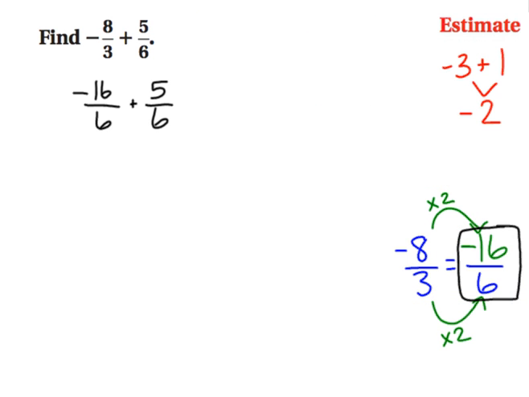Now I can go ahead and add those together. When I do that, my denominator will stay the same. So I had 6/6. The new denominator will also be 6. And in the numerator, I just need to add -16 plus 5. Those two have different signs, which means I'm going to subtract. 16 minus 5 is 11, and I had more negative than positive, so that's going to be -11/6.